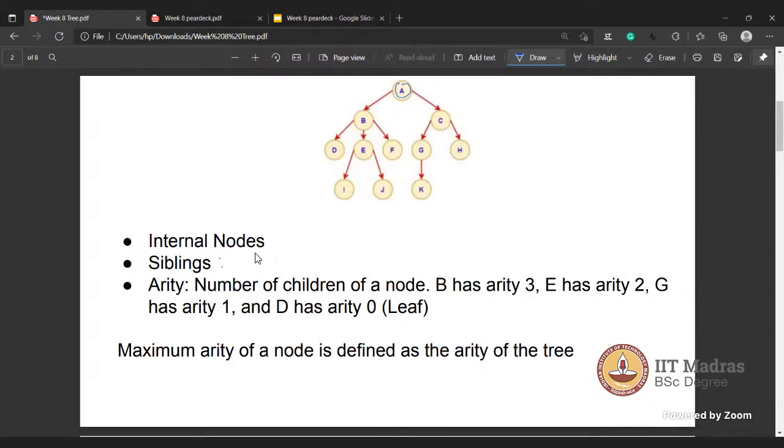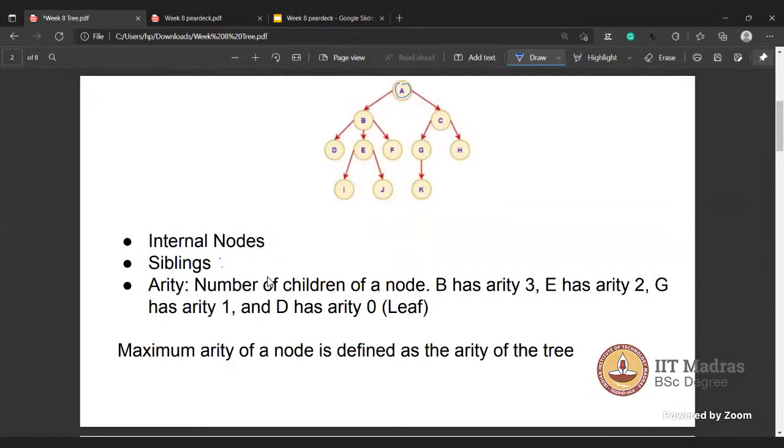Okay, then siblings. Nodes having the same parent are called siblings, like D, E, and F are siblings. They have the same parent. G and H are siblings. The proper definition is nodes having the same parent.